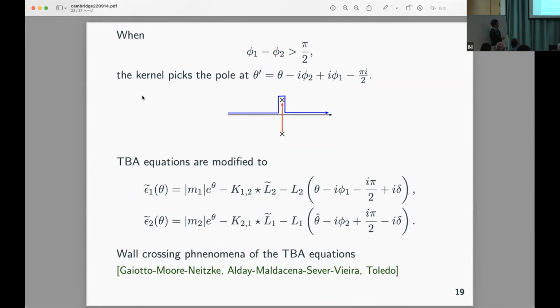So this is, in the sense of four-dimensional theory, called the wall crossing phenomenon. And in the TBA context, this can be detected like this, as some contribution from the pole in the integration.